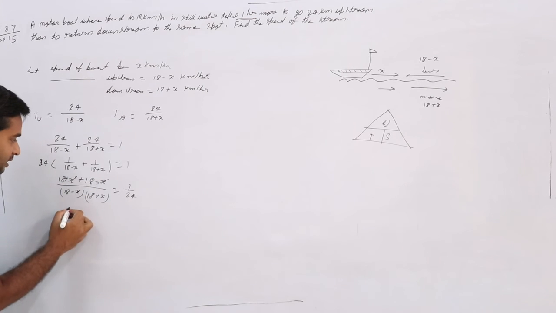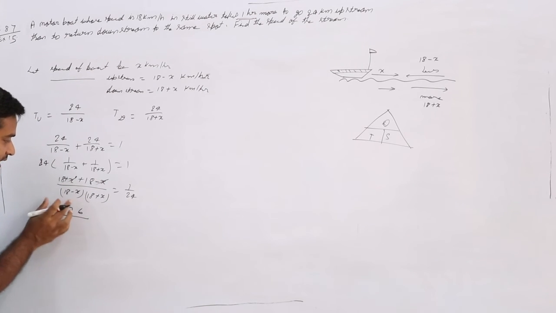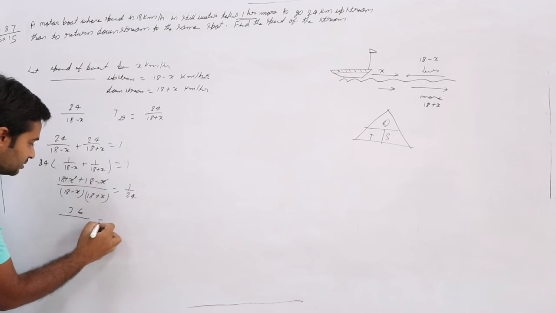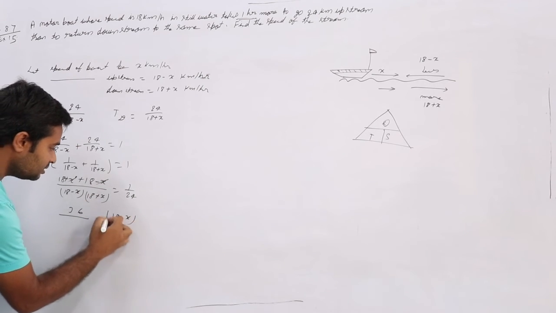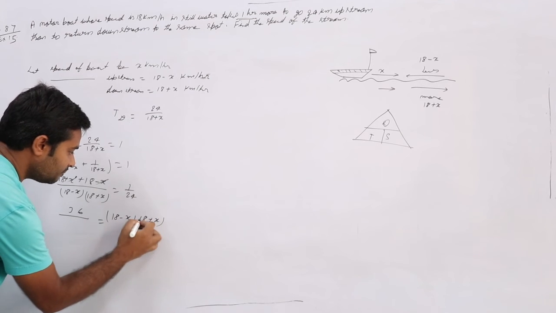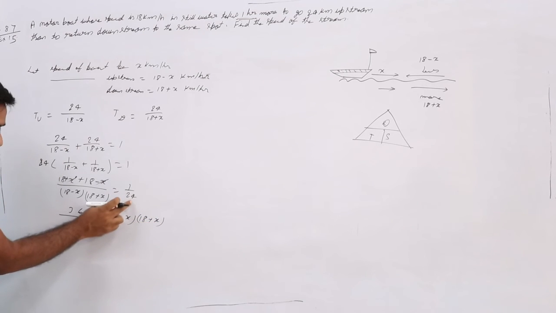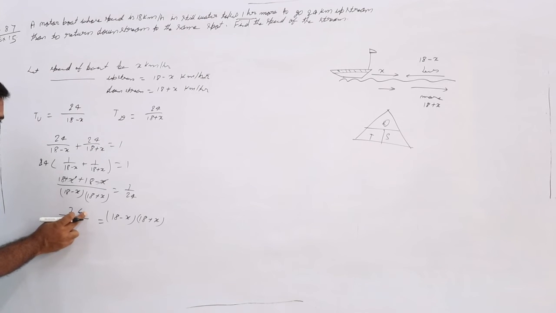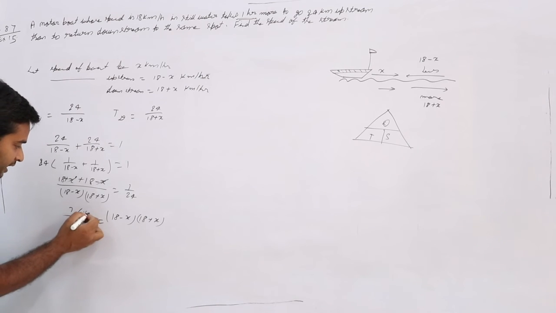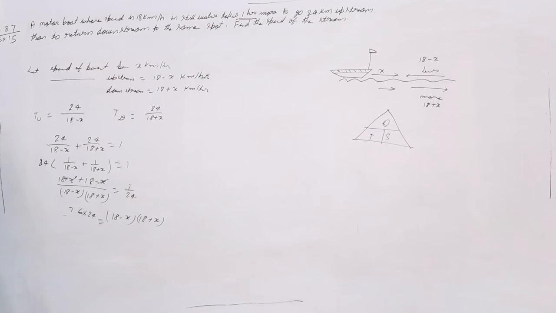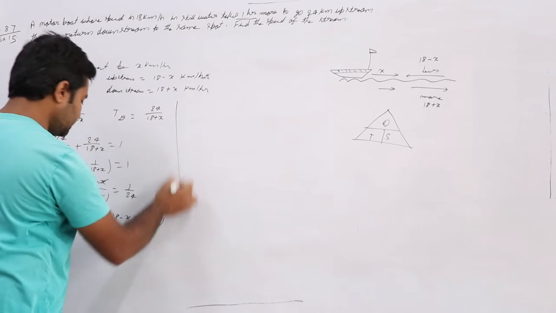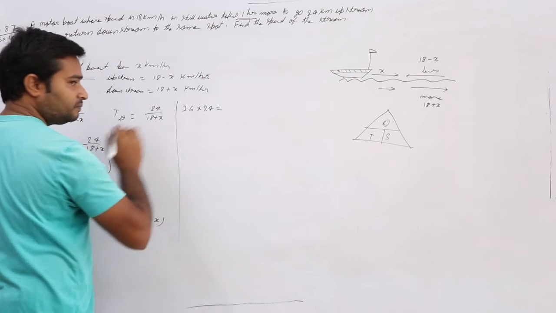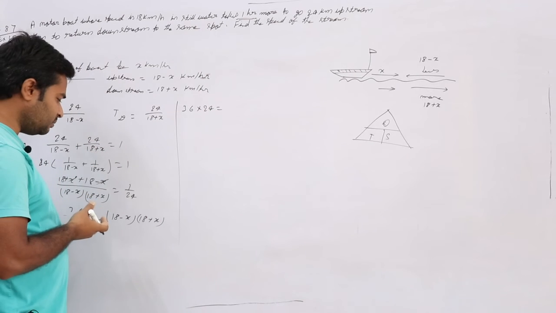So this becomes 36 by... shall I take this denominator this side? Yes, sir. Means 18 minus x, 18 plus x. One more thing: 1 by 24, if I take this one here, it will come into multiplication. Shall I do like this, into 24? Yes, sir. Now don't multiply, let it be 36 into 24 only. Actually you have to multiply, later we'll see.